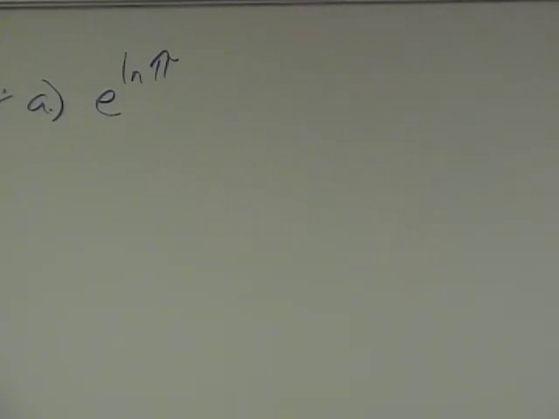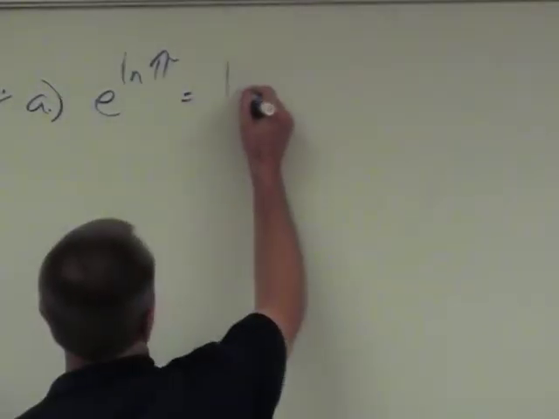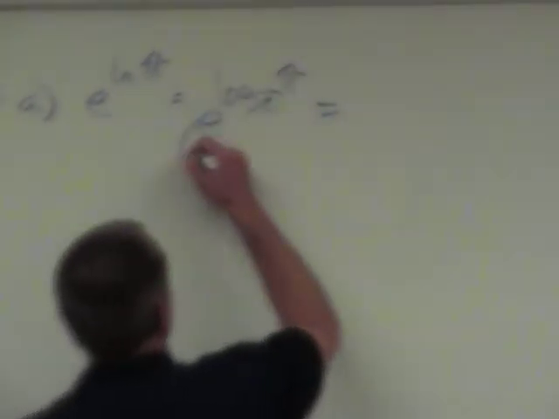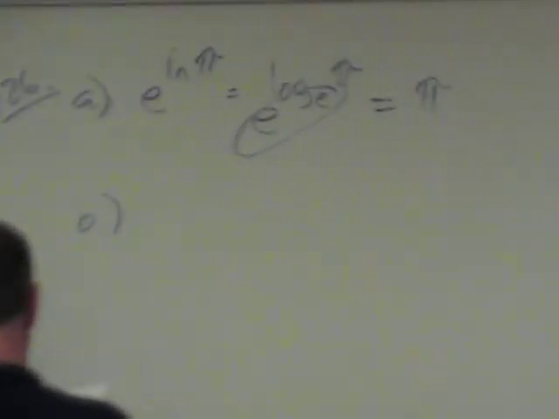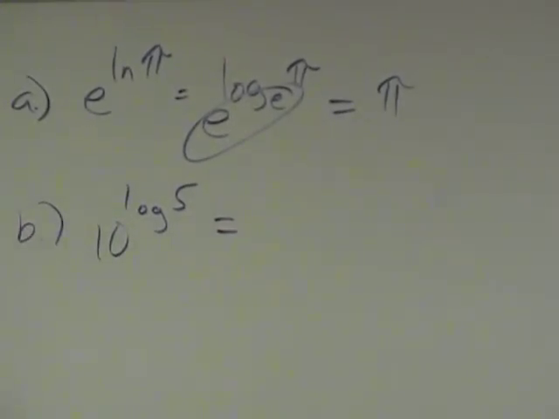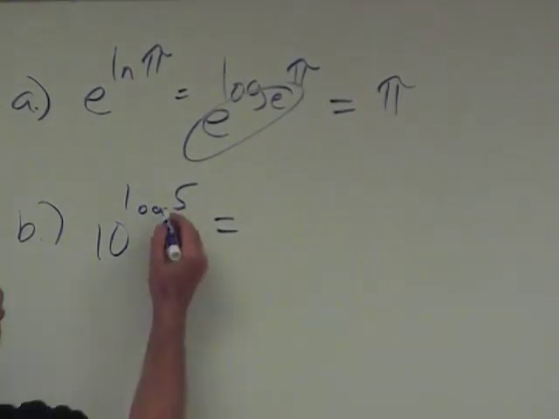Is A part of the problem? The parentheses up, that's a big deal. e to the natural log of pi. What's another way of writing natural log? Log base e. So e to the log base e of pi. Property D, the fourth property you have, what's that say? What's my answer? Pi. Next, 10 to the log of 5. What? 5, because this is just base 10 here.